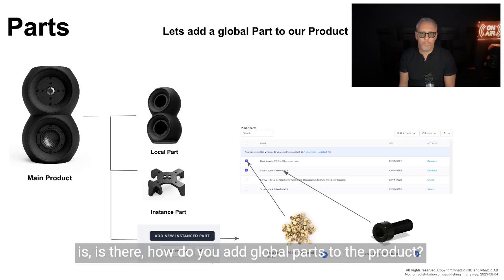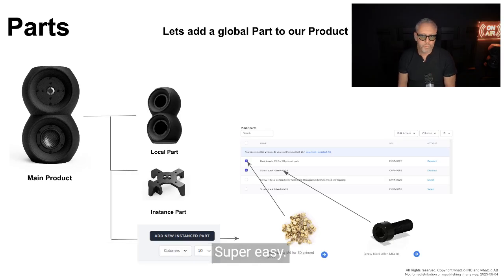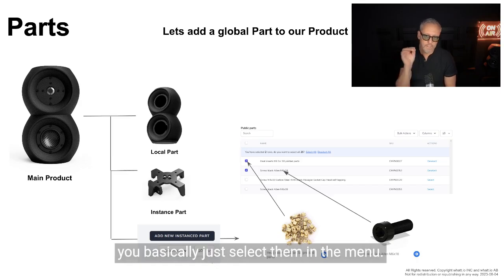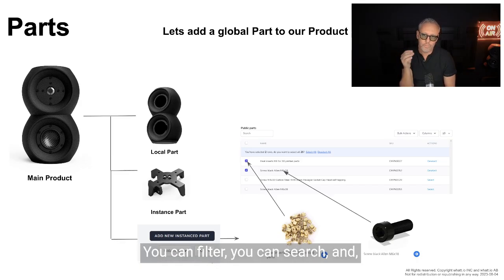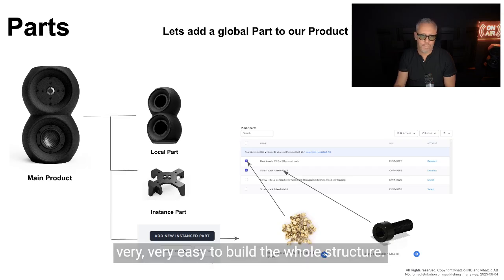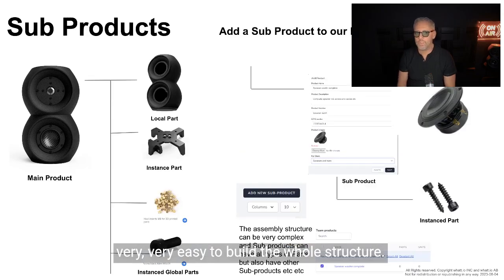How do you add global parts to the product? Super easy again. It's all the way down in the menu, and you basically just select them in the menu. You can filter, you can search, and you can sort in different ways, and then you add them to the actual board. Very, very easy to build the whole structure.